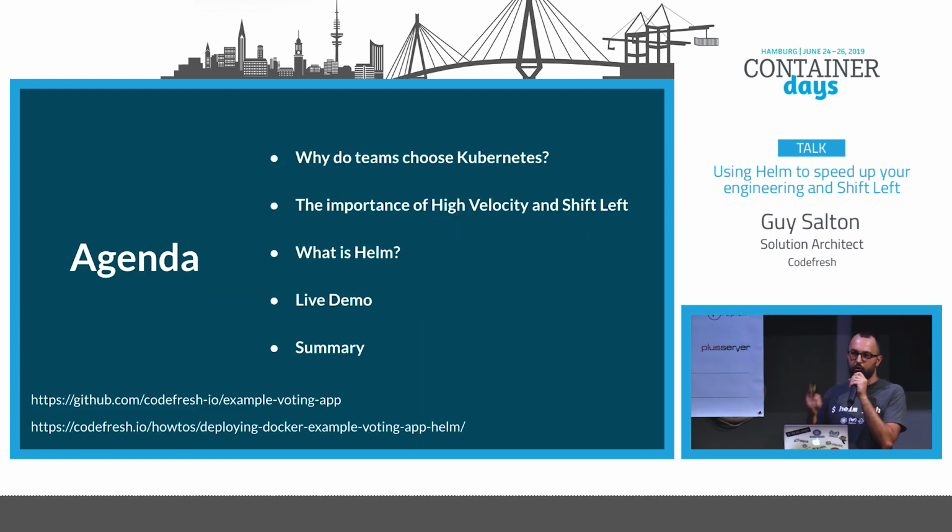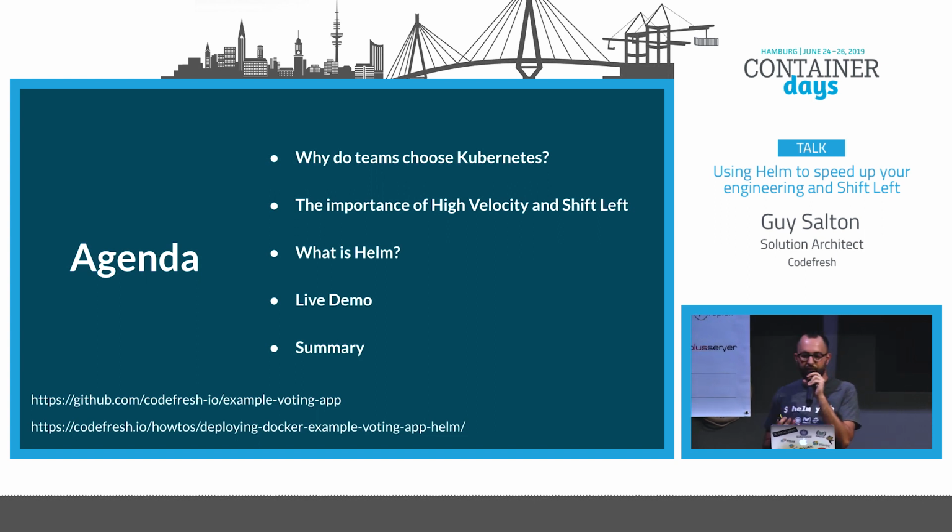So let's start with going over the agenda real quick. We'll review some different reasons why teams choose Kubernetes. Then we'll focus mainly on velocity, the importance of high velocity, and what is shift left. Then we'll do a very quick introduction to Helm. I was counting on most of you having some familiarity with Helm, and I see that you do, which is great.